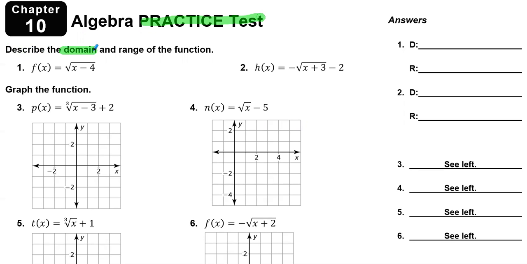Okay, let's describe the domain and the range of the function. To find the domain of a square root function, which this is, as you can tell by having the square root, you take the radicand, which is x minus 4, so whatever is inside of the radical, and you write that as having to be greater than or equal to 0, because of course you can't take the square root of a negative number. So solving using the addition property of inequality, you get x is greater than or equal to 4.